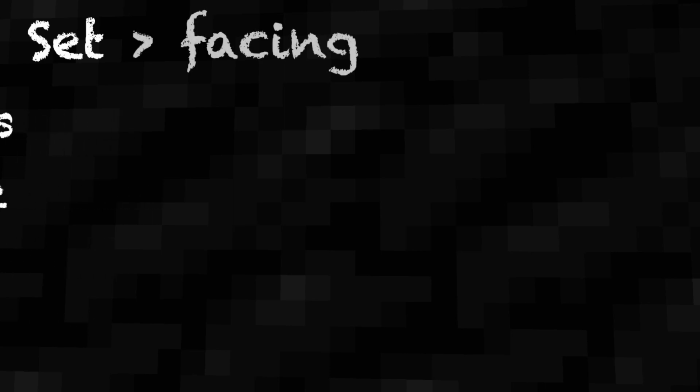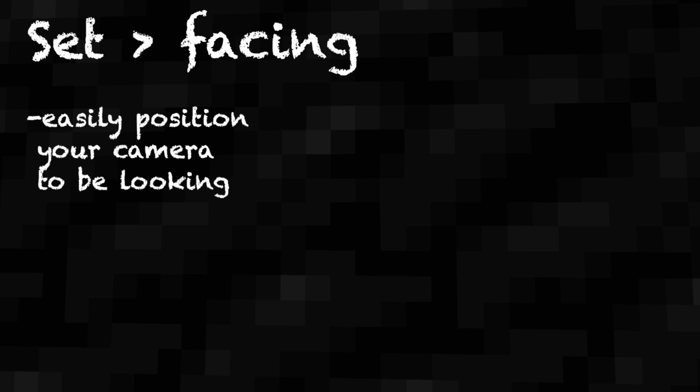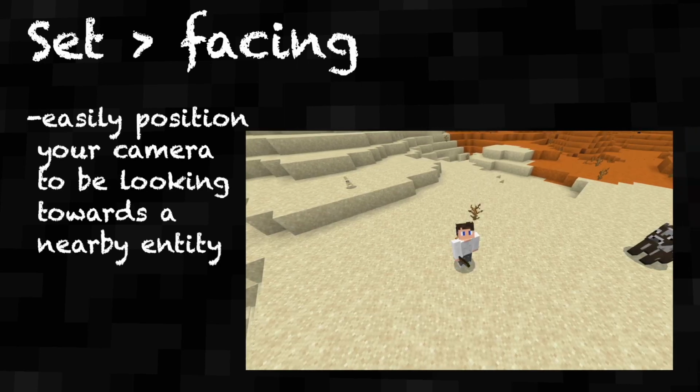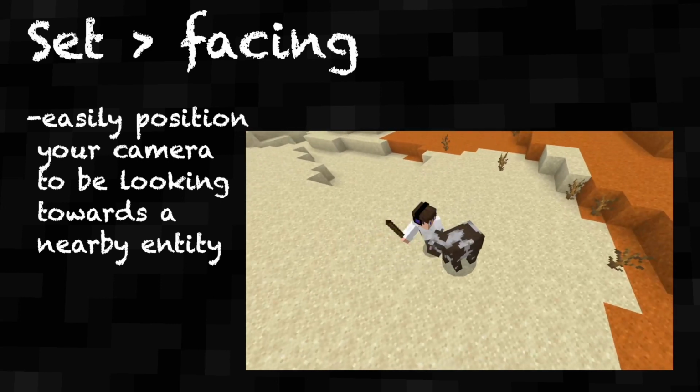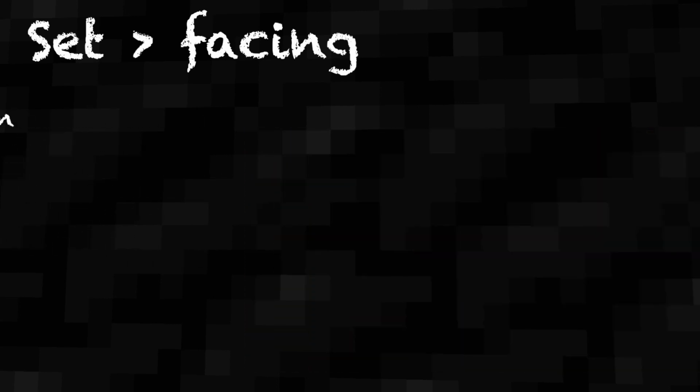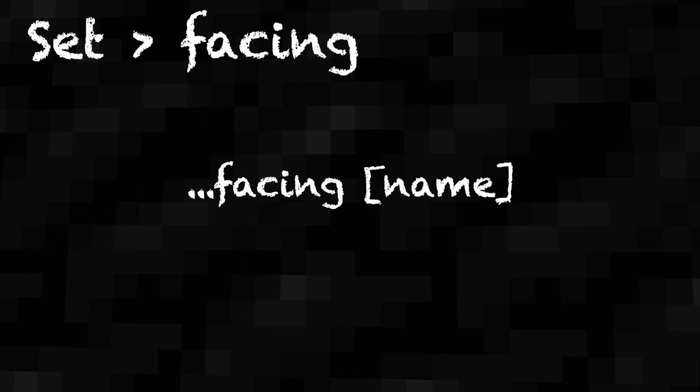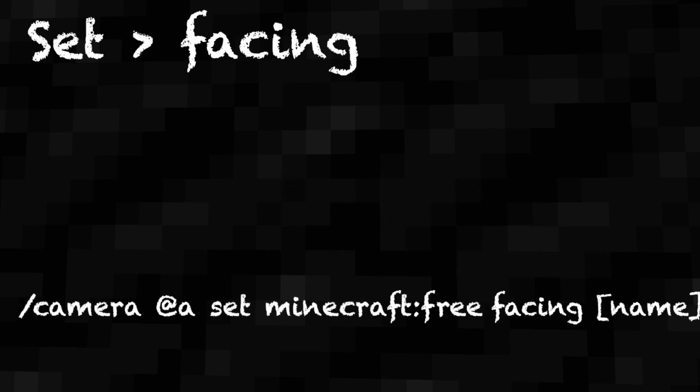Now there's one more sub option, but don't worry, I saved the easiest for last. Facing. Facing lets you easily position your camera to be looking towards a nearby entity. This could be you, a mob, or any other entity. Its syntax is super simple. Facing, then your name, and that's it. Just put it at the end of any camera command as if it were the rotate subcommand.